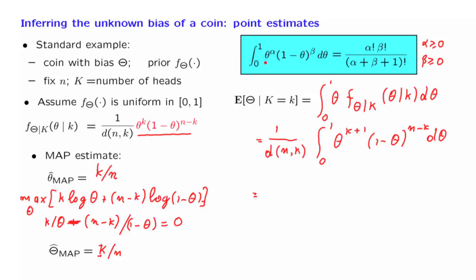And now, let us apply this formula. D of nk is equal to the integral of this expression, which is of this form, with alpha equal to k and beta equal to n minus k. So d of nk takes the form alpha is k, beta is n minus k, and then in the denominator we have the sum of the two indices plus 1, so it's going to be k plus n minus k, that gives us n, and then there's a plus 1.